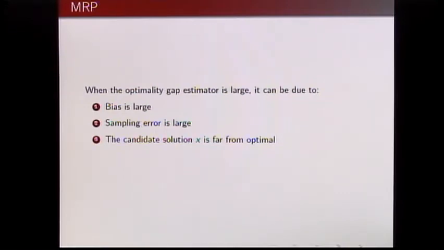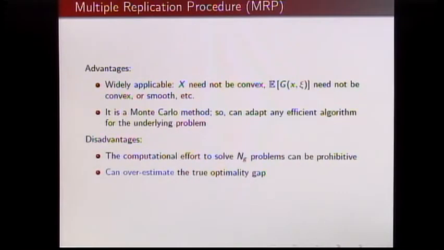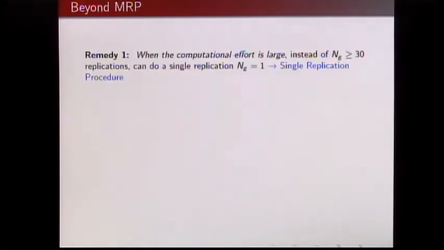And there are some remedies to deal with these. So first of all, the first issue is, why do I need to solve 25, 30 problems? I can actually do a single replication, calculate only one, and I can get a confidence interval, okay? So you only need to solve one optimization problem. This is what we call a single replication procedure. And you can do two, which is in practice better.